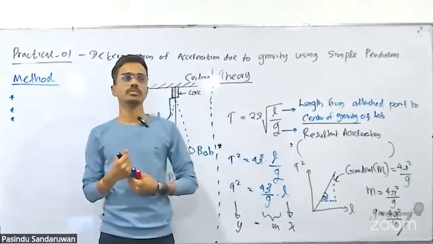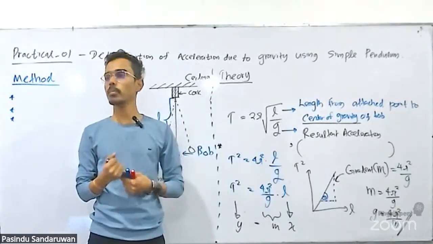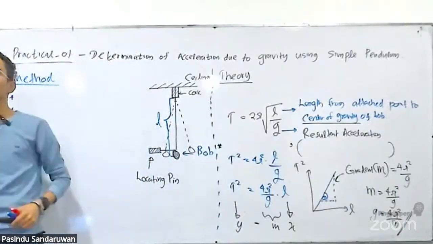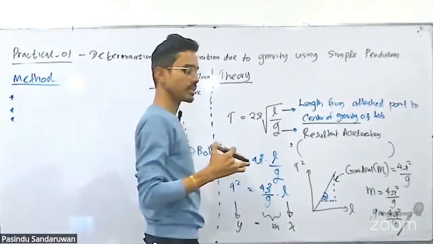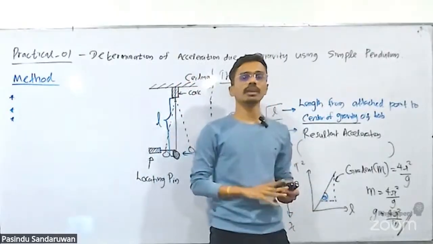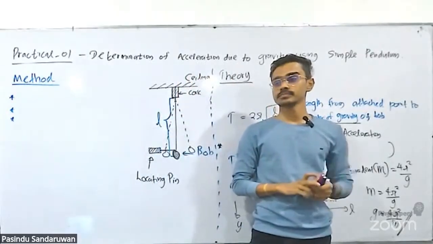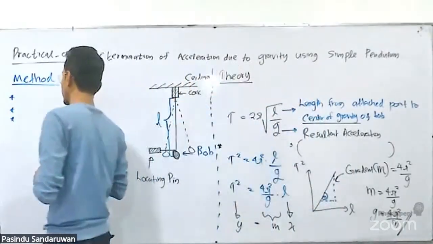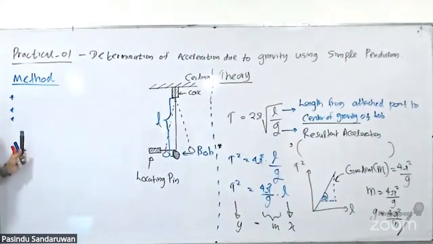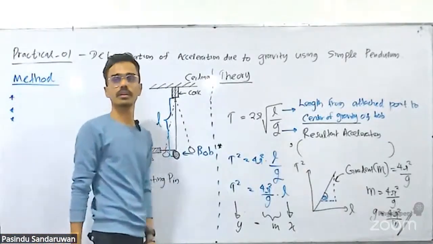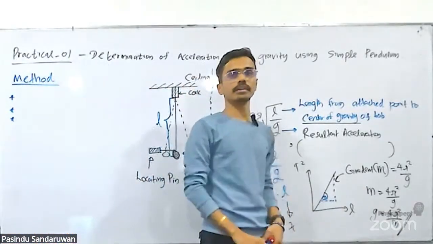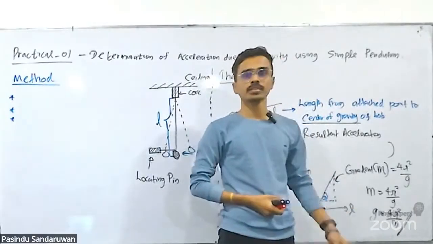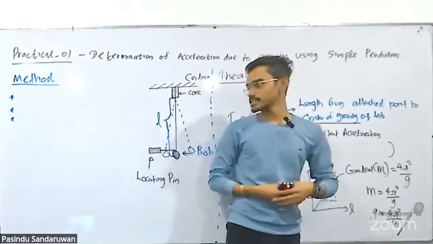Swing the bob with a small angle, within brackets, less than 6 degrees. Maximum 6, and if you can manage 5, that's even better. The constraint is this. Listen, the constraint is this.